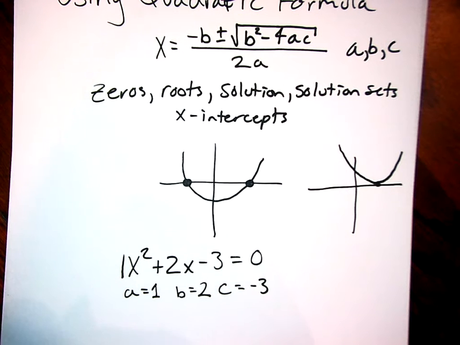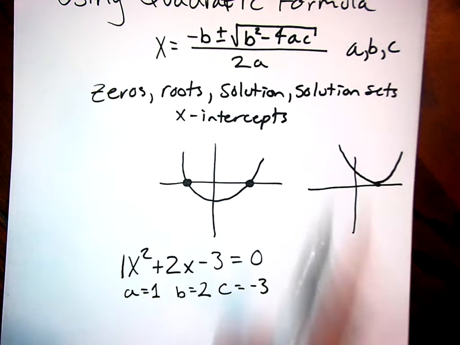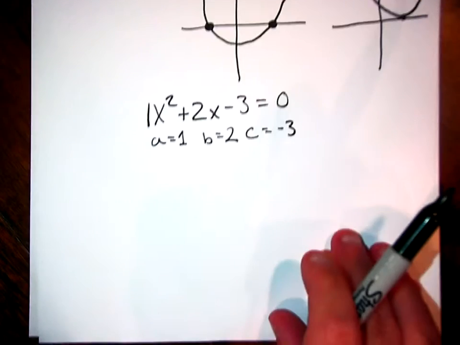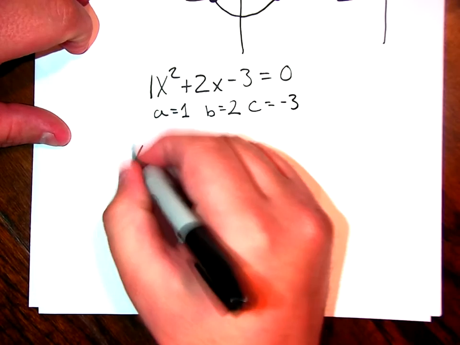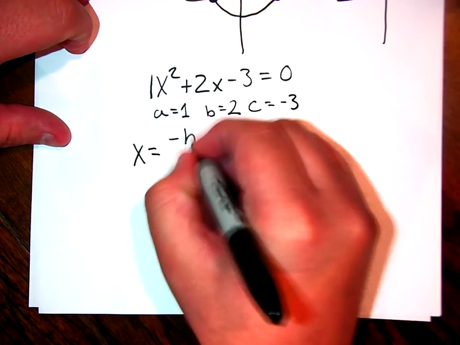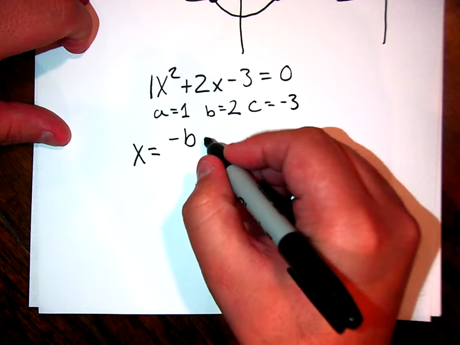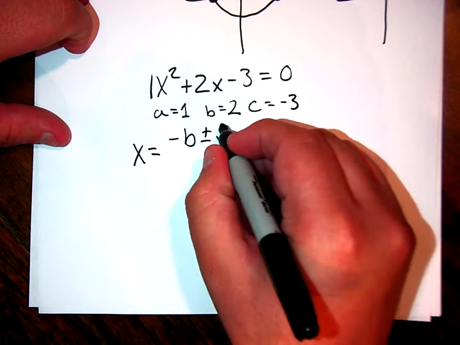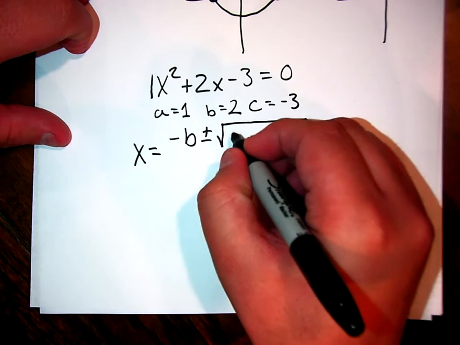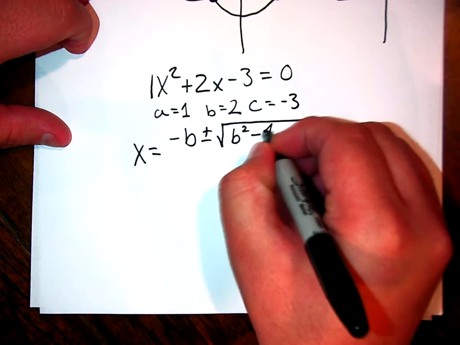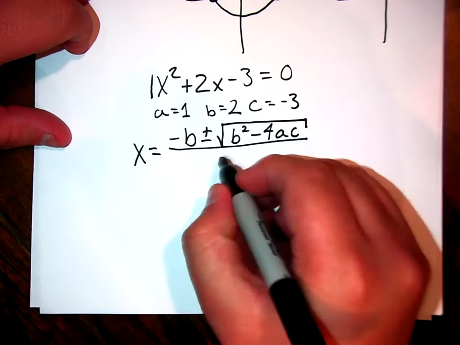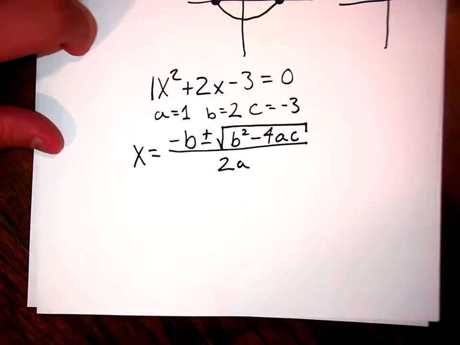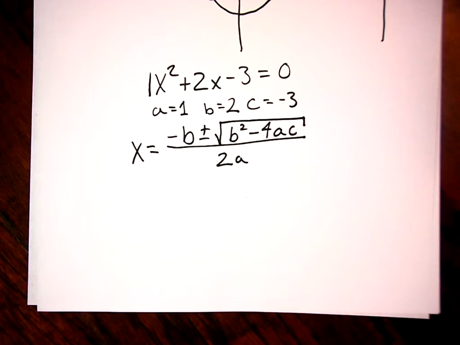Now that we've identified all the values, all I'm going to do is use the quadratic equation and plug it in. So let's go ahead and rewrite the quadratic equation so we have something to work with. It's x equals -b plus or minus the square root of b squared minus 4 times a times c, all divided by 2a.